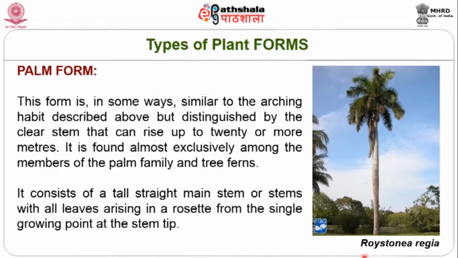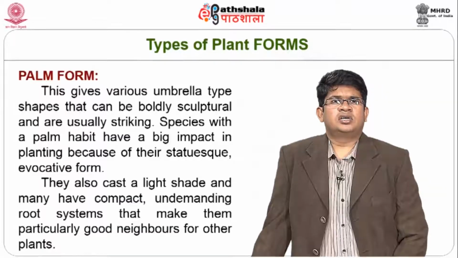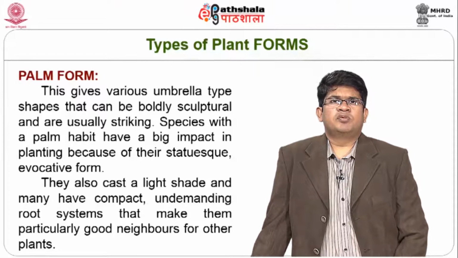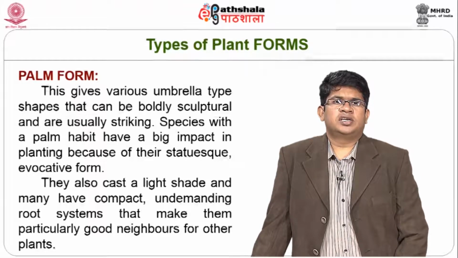So, if you could recollect the arching form, you can see the point from where the leaves come out is at the ground level. So, here you have something that is being brought out at a higher level, and then the arching happens. So, it has a very similar character to the arching form. So, this gives various umbrella type shapes that can be boldly sculptural and are usually striking.